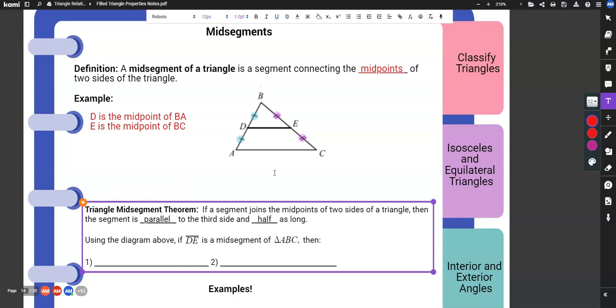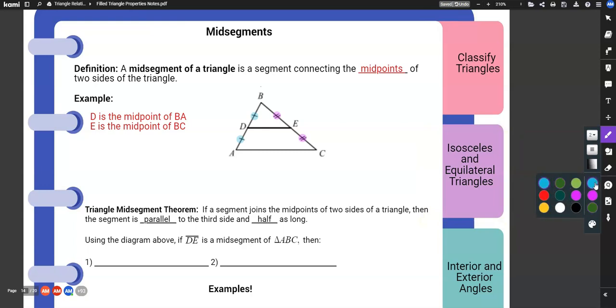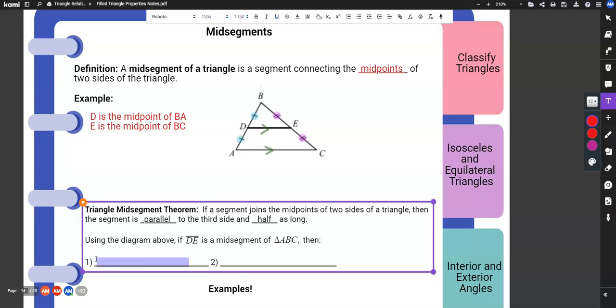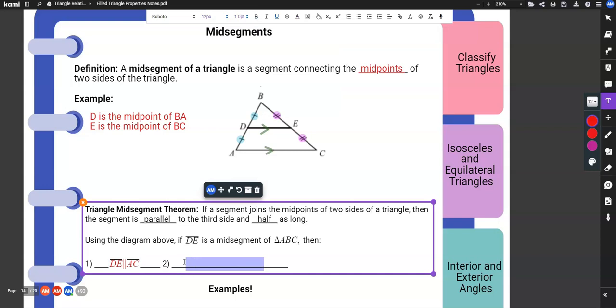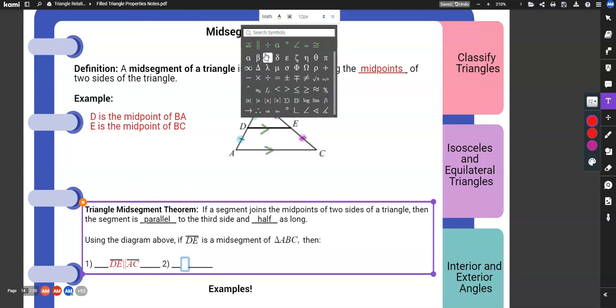So using this diagram above, we want to go ahead and mark the two segments parallel. Do that. So your first inclination when you're looking at an image like this is highlight any congruence tick marks and then mark any sides that we know to be parallel. So if segment DE is a mid-segment, then we can conclude that segment DE is going to be parallel to segment AC. We can also make the conclusion, because remember it says the mid-segment is half as long. So we can express this two different ways.